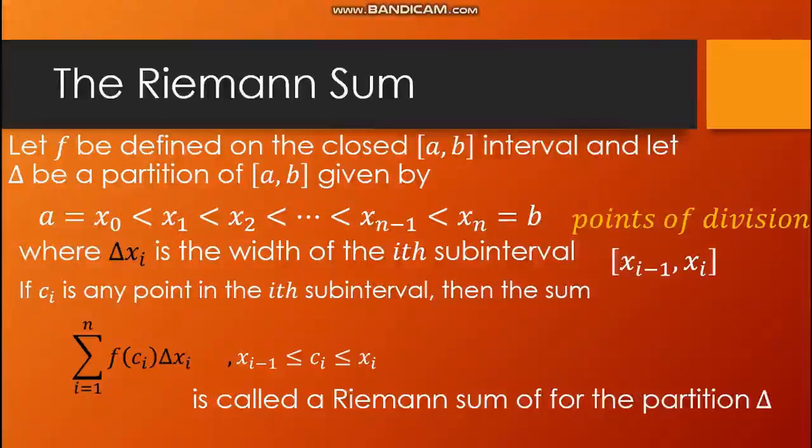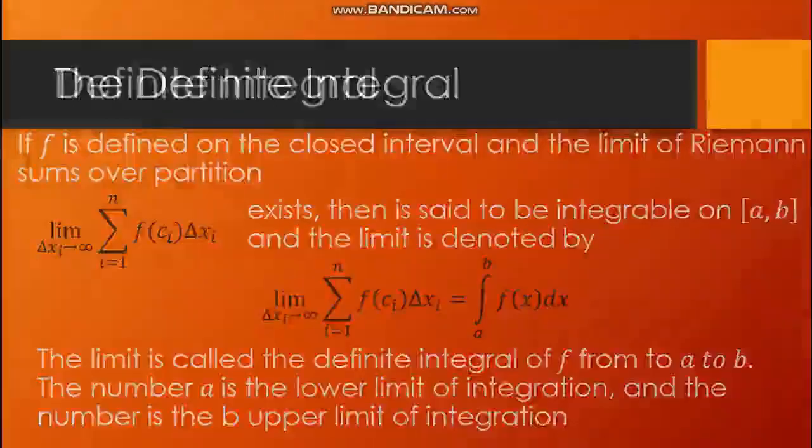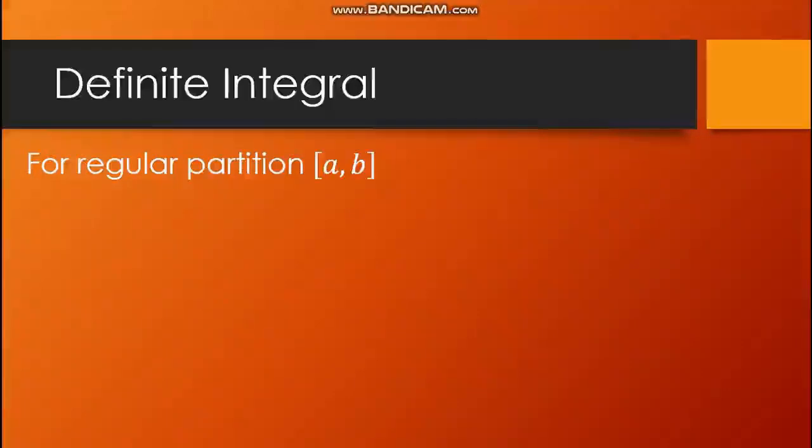Since our c sub i lies between x sub i minus 1 and x sub i, we can use x sub i, or x sub i minus 1. These are what we call the right endpoint and the left endpoint. So this is what we call the Riemann sum for the partition delta. We are already familiar with this because we studied it last week. Okay? Now, what if we have a regular partition from the interval a to b?